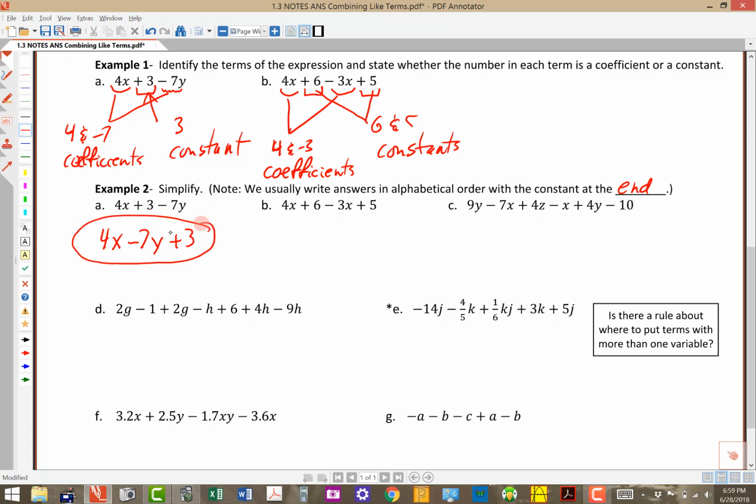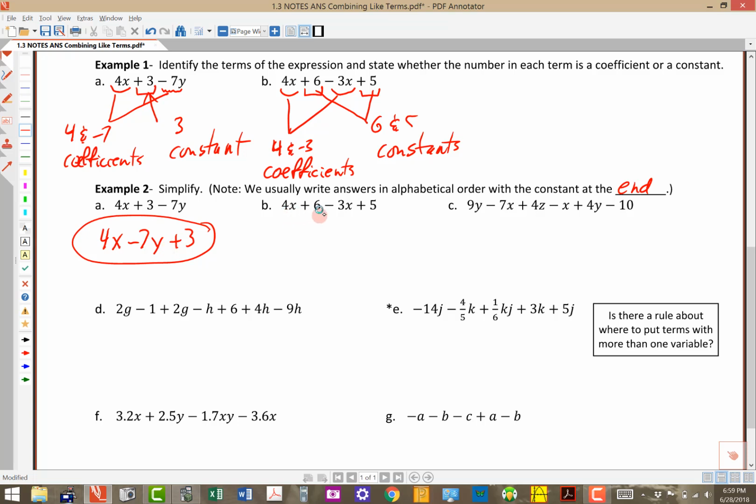Now, all we did there is reorder things. We just made it look a little bit nicer. Alphabetical order, it's easier to correct, it's easier to spot, compare yours with a neighbor's or something like that. And then we've got the constant at the end. That's just a standard way of doing things, okay? So we'll take a look at the next one.